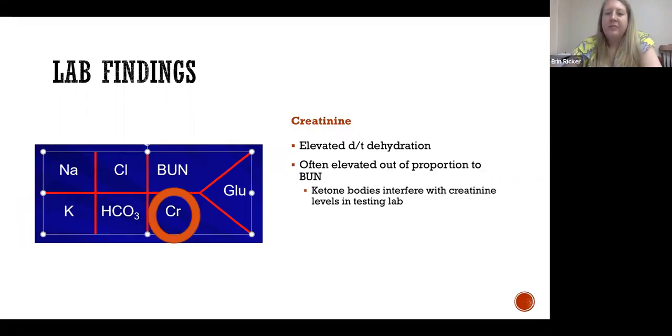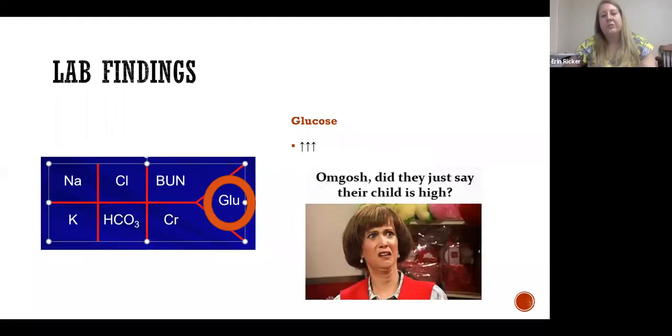Creatinine can be a little elevated from your dehydration, but often you'll see that it's elevated out of proportion to your BUN. This is because ketones can react directly with the lab when you're measuring your creatinine. So your creatinine tends to be a little falsely elevated just from the presence of ketones there. So you can't rely solely on your creatinine to diagnose acute kidney injury, or renal failure. Glucose, hopefully this one's self-explanatory that it's going to be really high because that's the whole thing we're treating here.